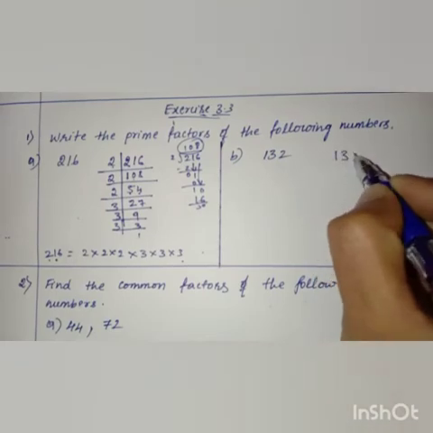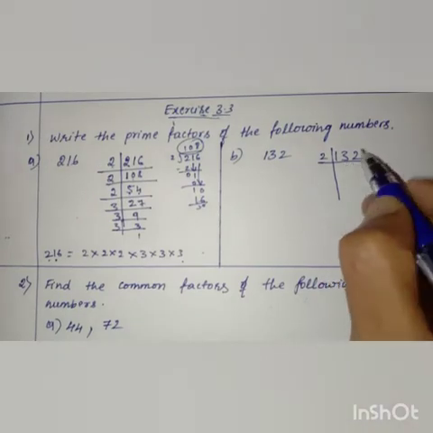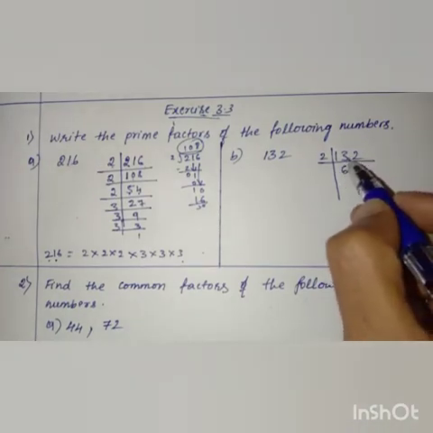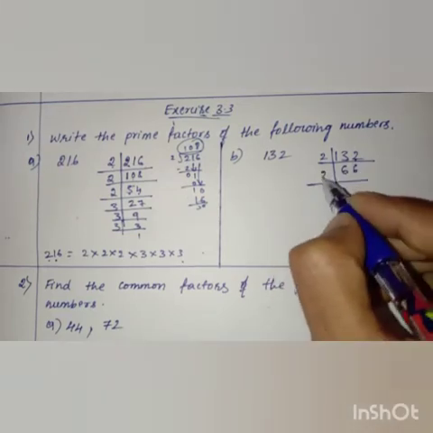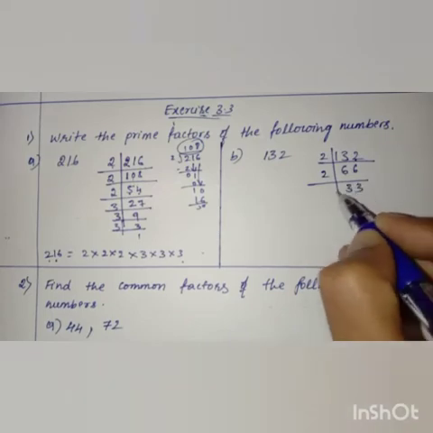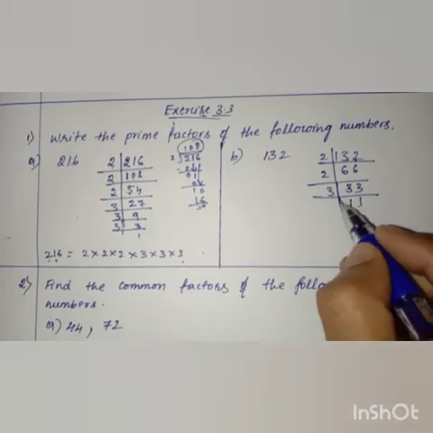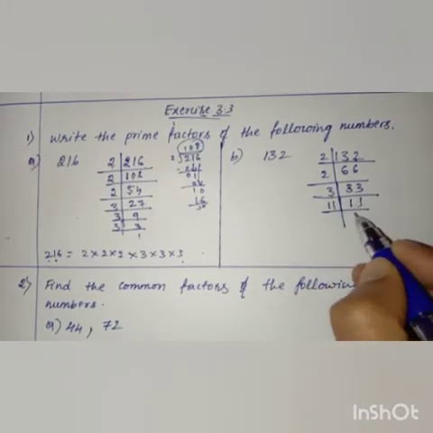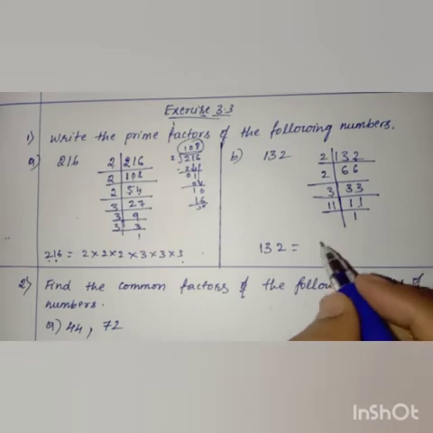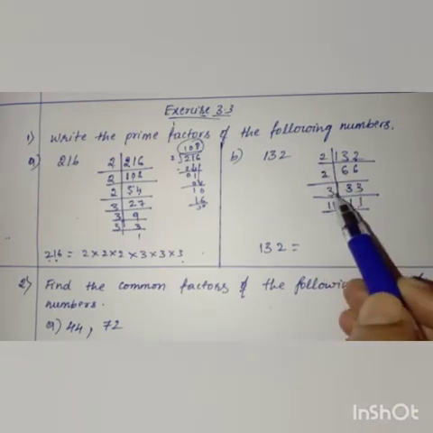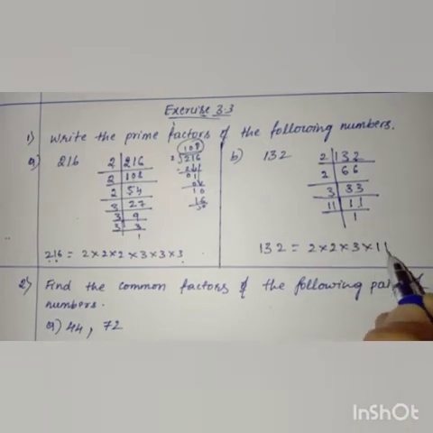132. Now let us find out the prime factors of 132. From 2, 2 6s are 12, right? So 1 is remaining, again it will become 12. So 2 6s are 12. Now again from 2, 2 3s are 6. Now from 3, 3 1s are 3. 11 3s are 33, right? Yes. Now from 11, 11 1s are 11. So therefore 132 is equal to 2 into 2 into 3 into 11. Got it, children?